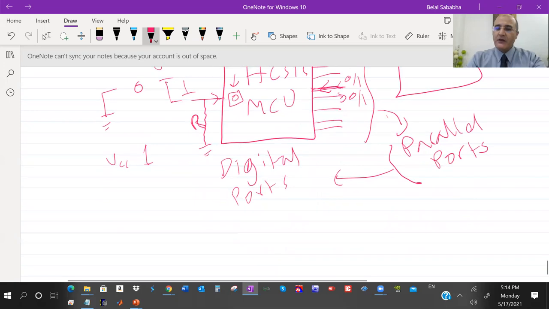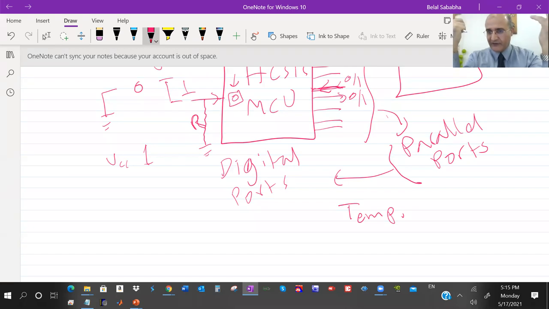But the world is not only zeros and ones, right? In your life, your microcontroller that is controlling your air conditioner needs to know the temperature, right? So temperature is not a digital value, it is analog. It is a non-electric signal, right? Temperature is non-electric, and it is analog. Pressure, non-electric, and analog.